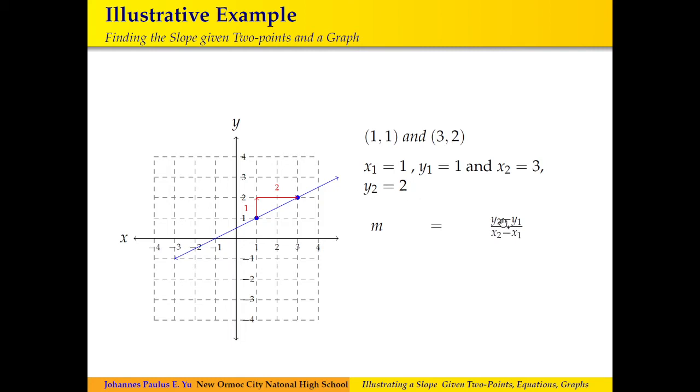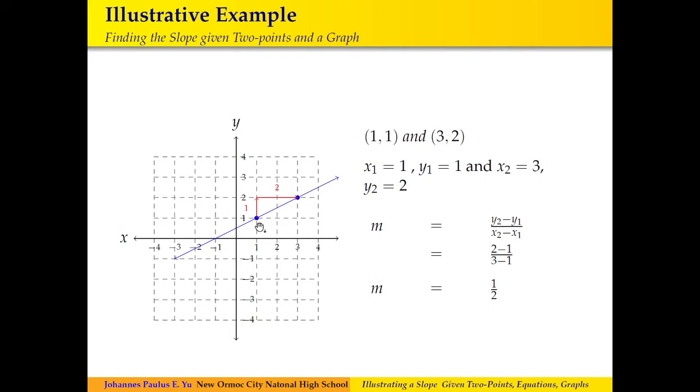Actually, this is the change in y, or the vertical distance, all over the change in x, or the horizontal distance. Now, if we are going to substitute the values respectively, we have y sub 2 is 2 minus y sub 1 is 1, all over x sub 2 is 3 minus x sub 1 is 1. Now, 2 minus 1 is actually 1, all over 3 minus 1 is actually 2. So, the same lang. Diba?